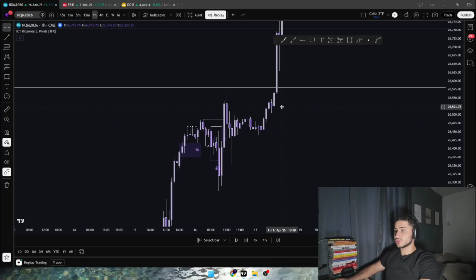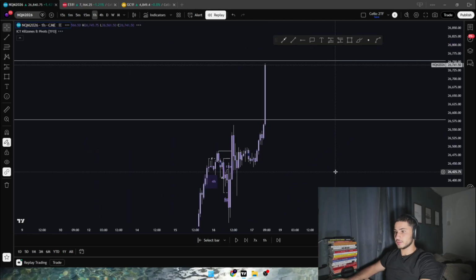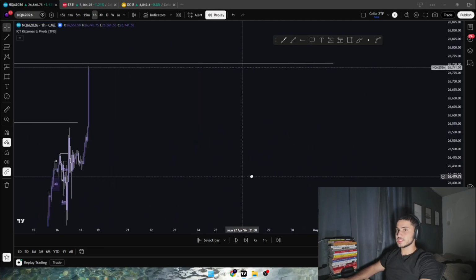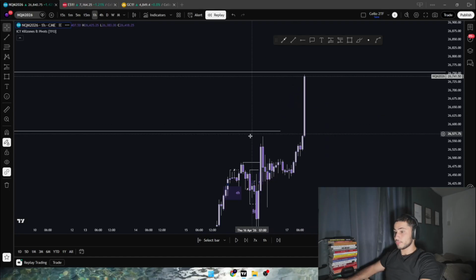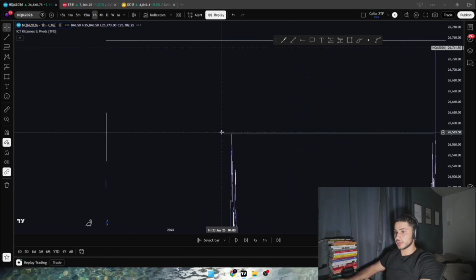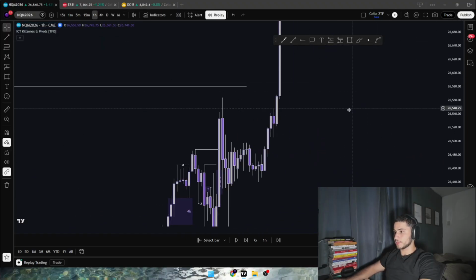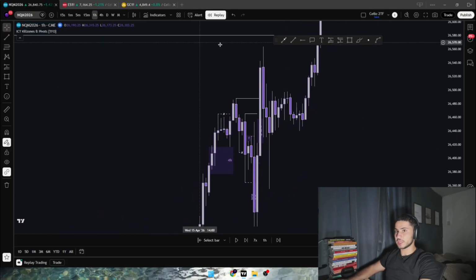I had no trades. Oh, we're going too fast. 9. So we broke above this. What time is it? 7. We broke above this weekly swing high that we had marked right there, and we saw price just pumped up. And I was already looking at price right here.